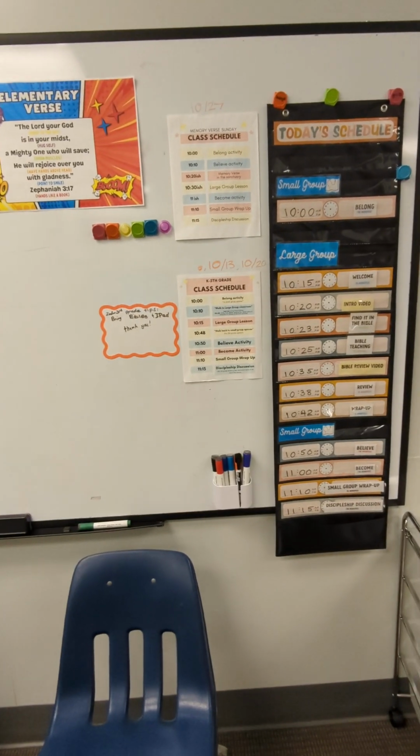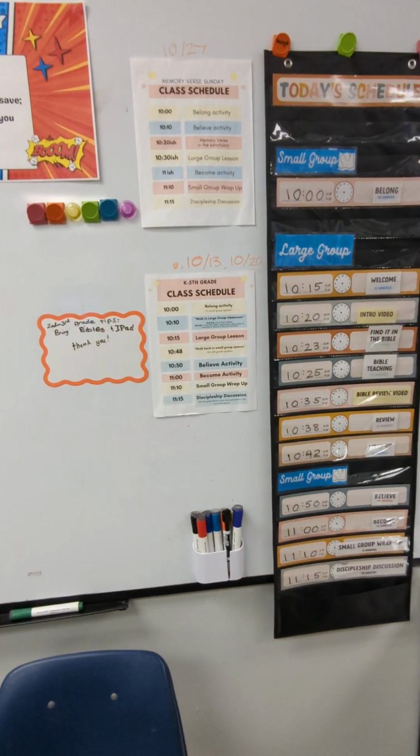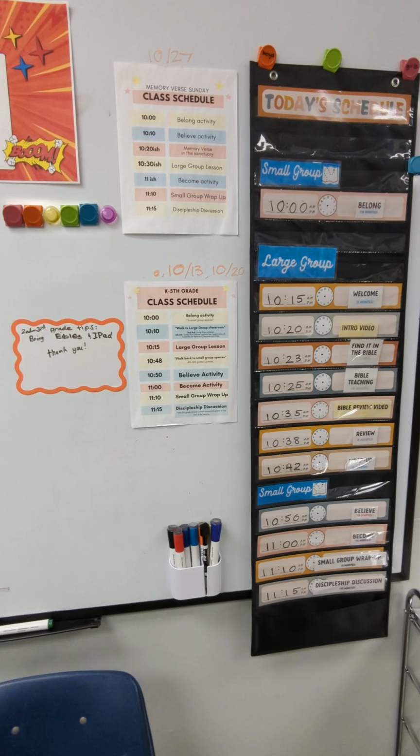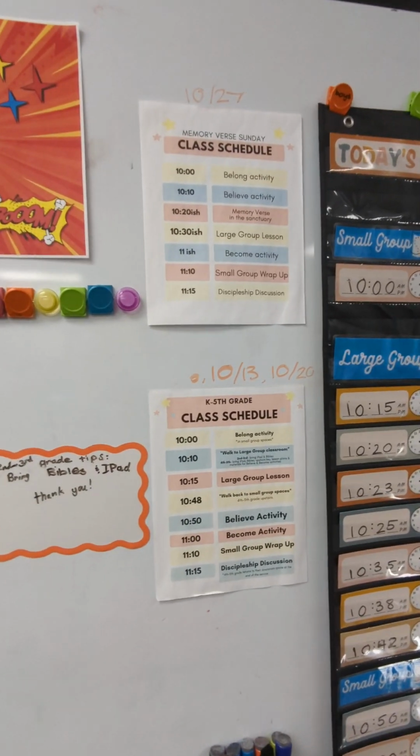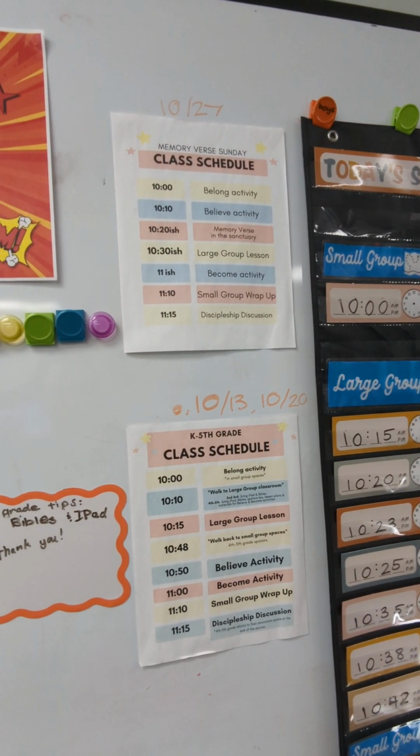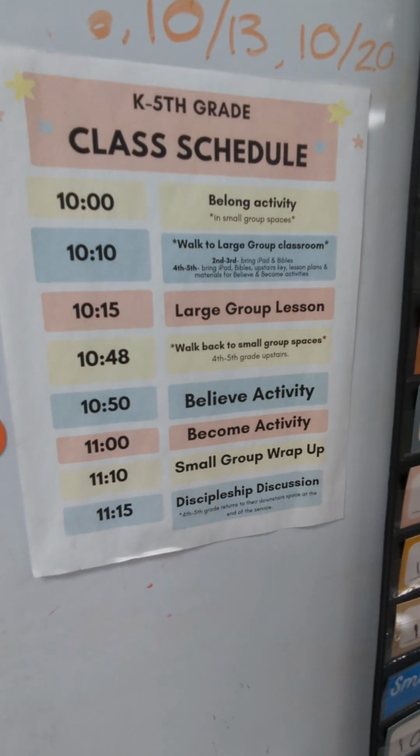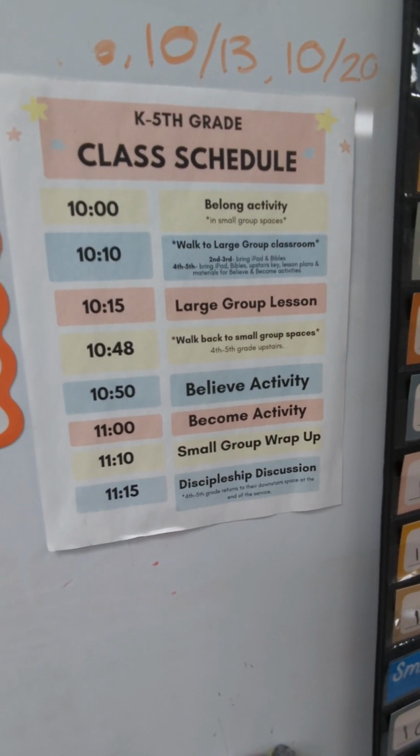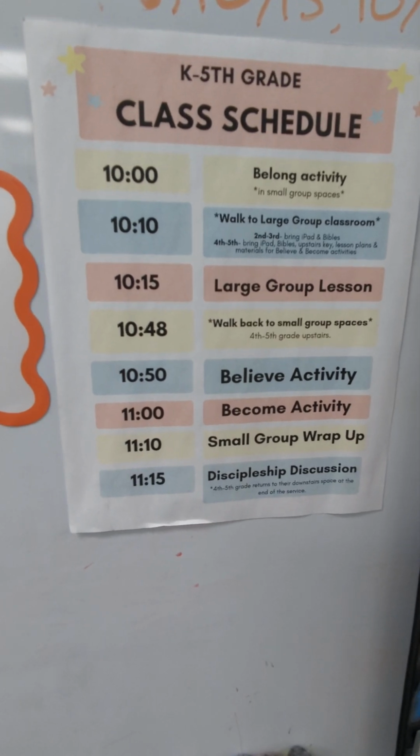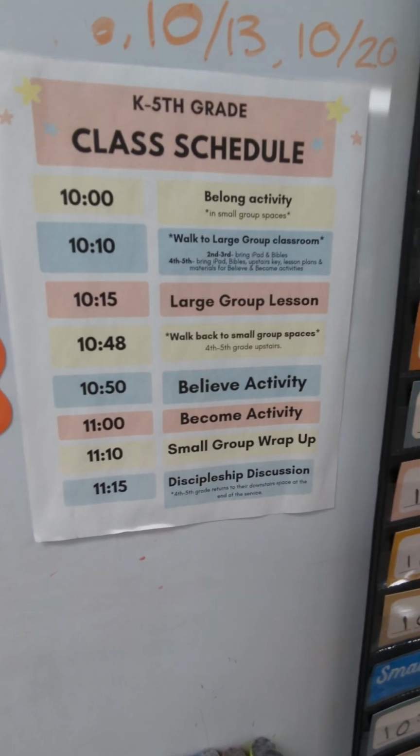All right, so now we're going to move into the parts that will actually affect you for this week. And first is our schedule. So our schedule is posted on the board. It does have it dated. So this week is October 20th. So this is the schedule that you will be following. This is the normal class schedule. It changes a little on Memory Verse Sunday, but for our normal week, this is what we follow.